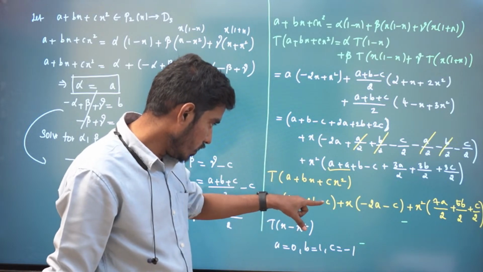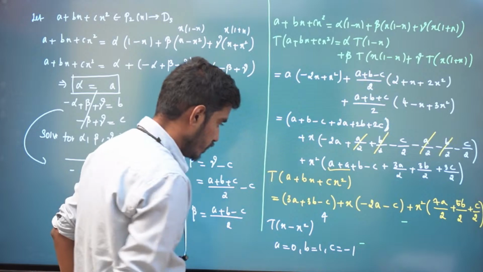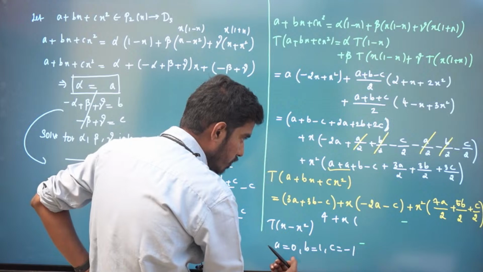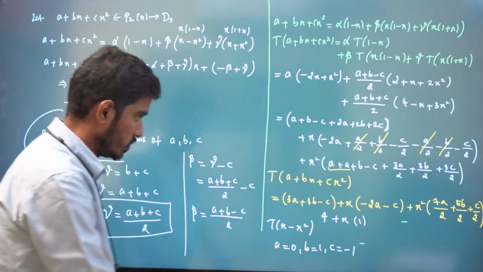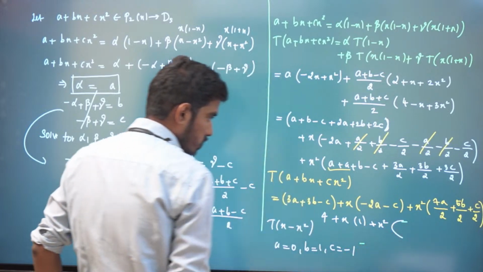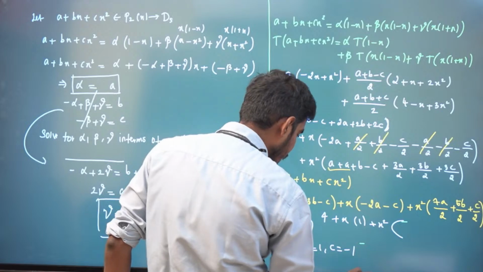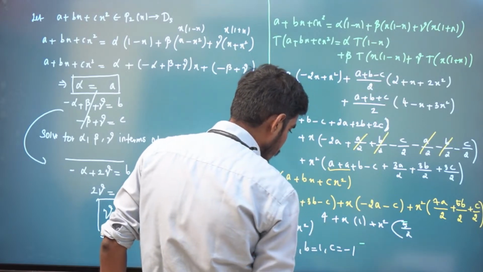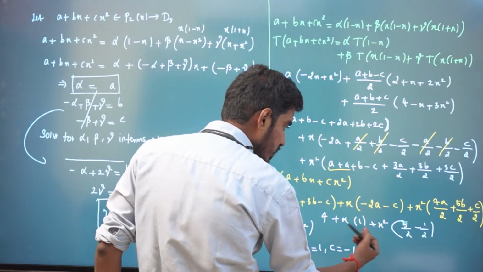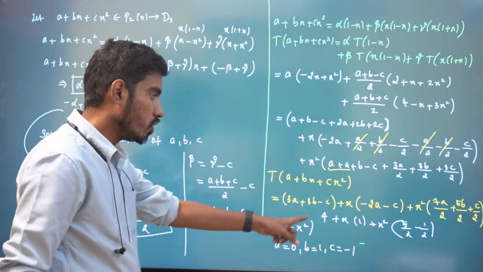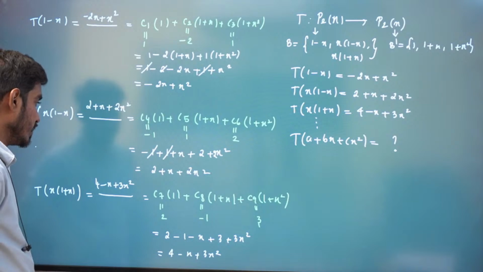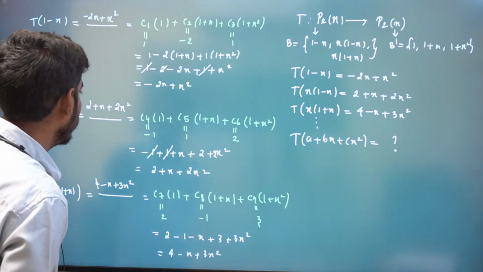So 3 into 1, you will be getting constant term as 4, plus x times minus 2a, this is 0, minus c will be plus 1, plus the x square term: 7a by 2 will be 0, 5b by 2 is 5 by 2, plus c by 2 will be minus 1 by 2. So 4 plus x, and 4 by 2 is 2, so 4 plus x plus 2x square. We are getting 2 here.